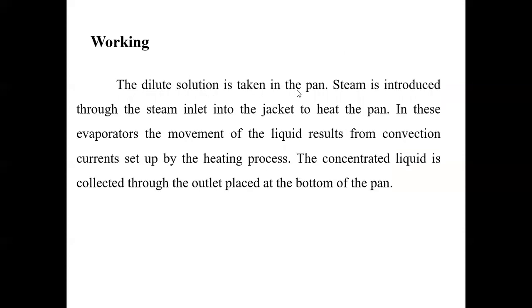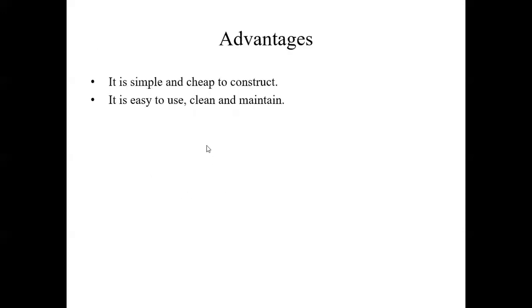The dilute solution is taken in the pan. Steam is introduced through the steam inlet into the jacket to heat the pan. In these evaporators, the movement of the liquid results from convection currents set up by the heating process. We know that conduction, convection, and radiation are heat transfer mechanisms. So here it is convection current set up by the heating process in the hemispherical pan. The concentrated liquid is collected through the outlet placed at the bottom of the pan.